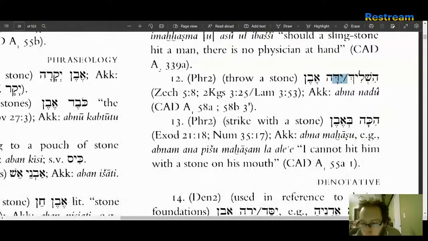Strike with a stone, we have Eka Ba Ben. So strike with a stone in Akkadian, Abna Mahasu. So this would be to strike.